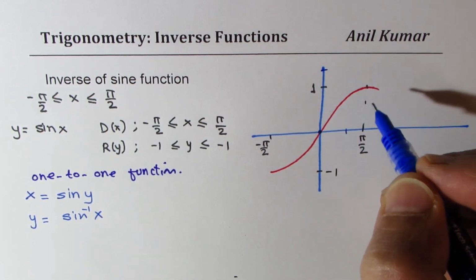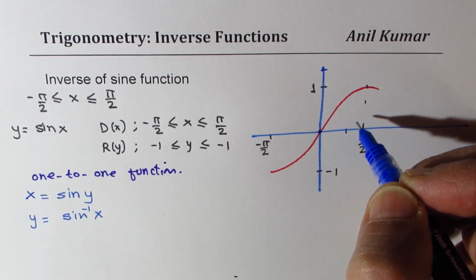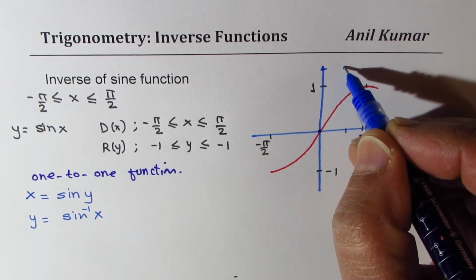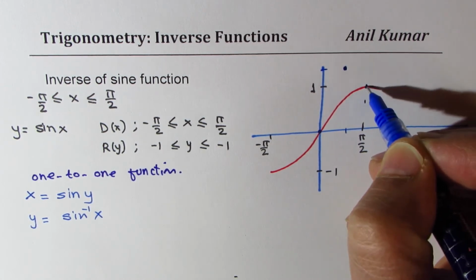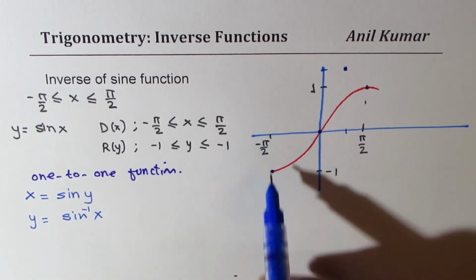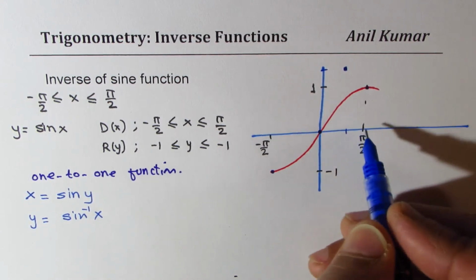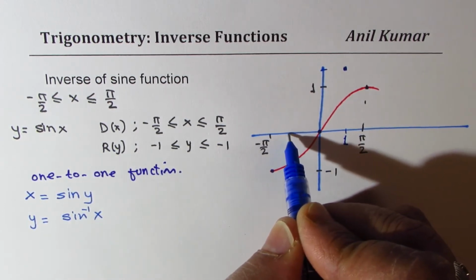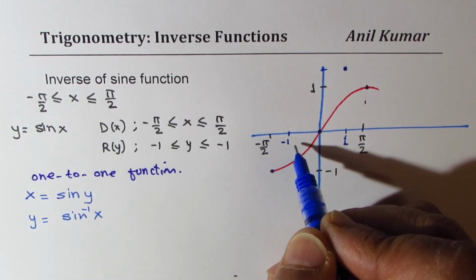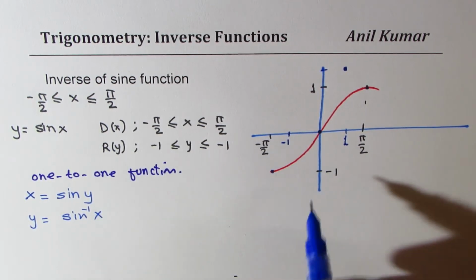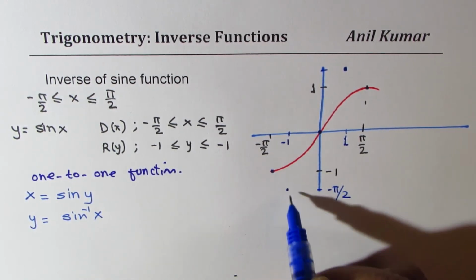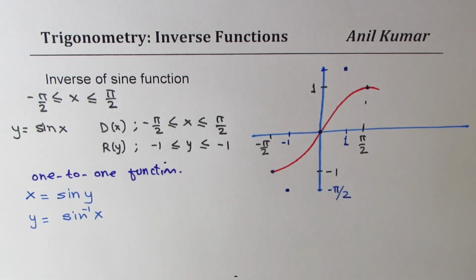Let's say that is pi by 2 for us. In that case, it is going to be a point here for the inverse. This point will move to that. 0 remains at 0, and the point which is minus pi by 2, minus 1, will become, let's say this is minus 1, so it will be minus 1, minus pi by 2. Let's say this is minus pi by 2. So minus 1, minus pi by 2, correct? So that becomes the inverse of this function.